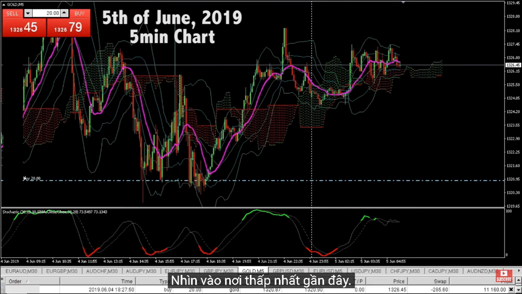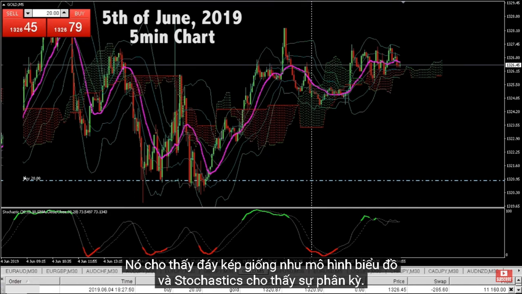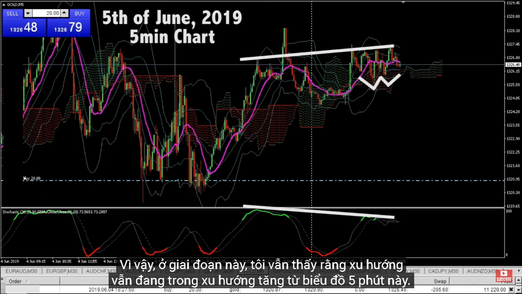Look at where the recent lowest is. It shows a double bottom chart pattern, and stochastic shows divergence. So at this stage, I still see that the trend is a bull trend from this 5-minute chart.